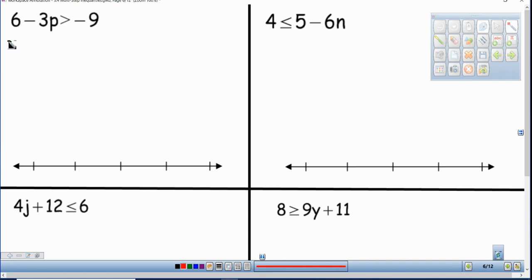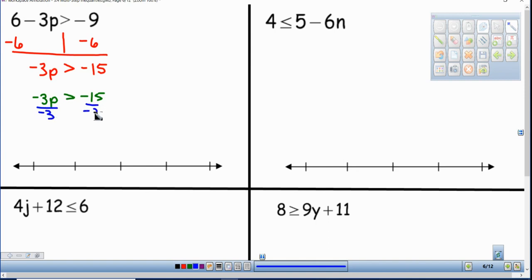On this one, you would subtract 6 first. After subtracting, you would get -3p greater than... these work together, that's -15. Next step is to get the variable by itself. We would need to divide by a -3. And since I said negative, I know that I need to flip that sign around.